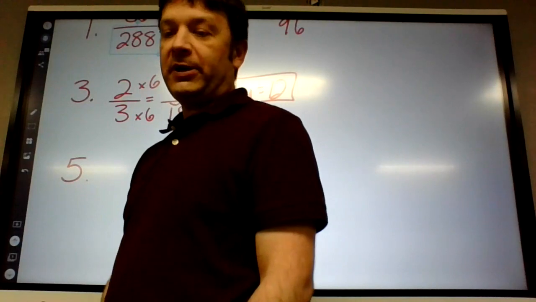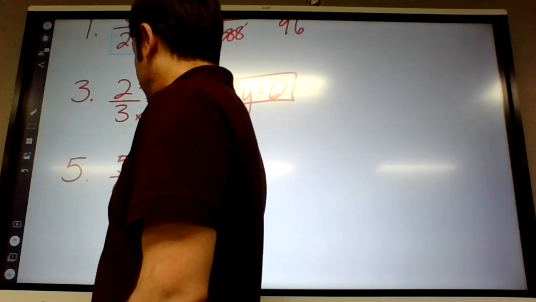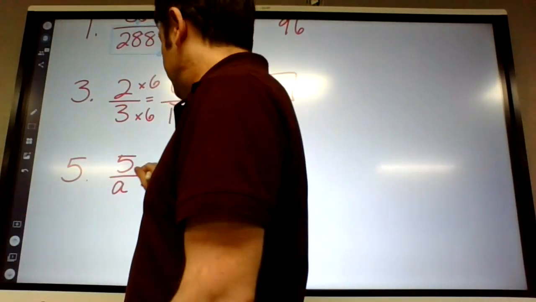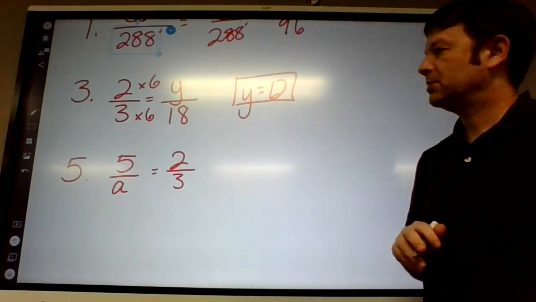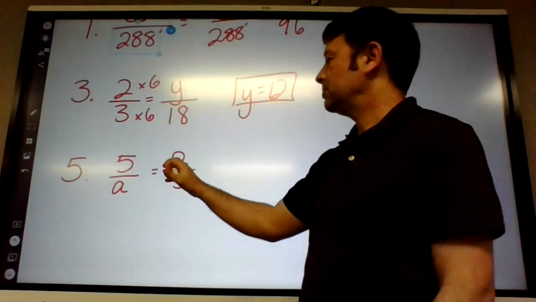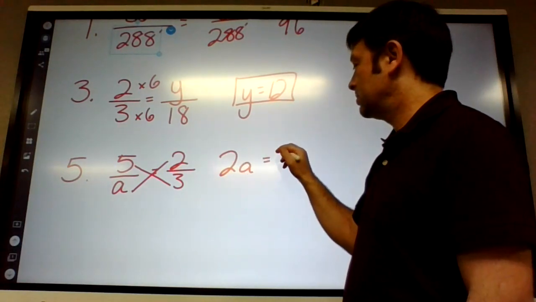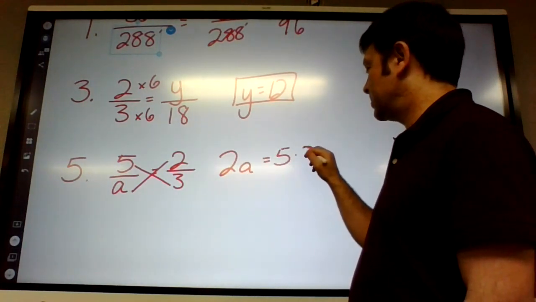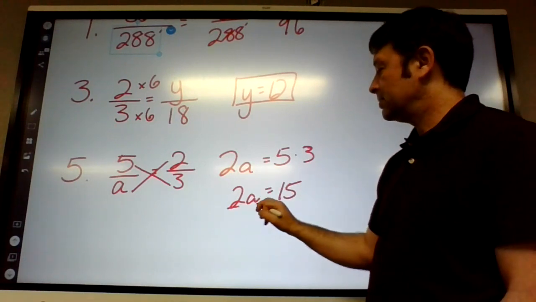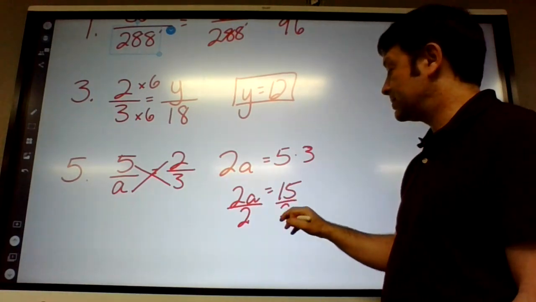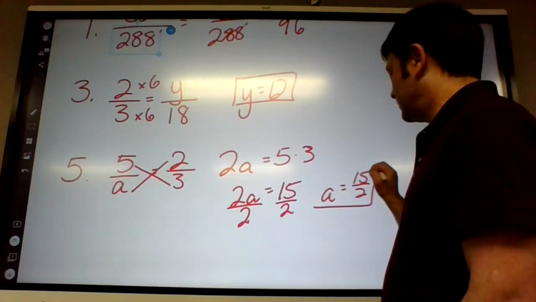Okay, number 5, that trick's not going to work too well because it's a mess. So it's 5 over a equals 2/3. Right. 2a equals 5 times 3, I'm sorry. So 2a equals 15. So a is 7.5 or 15 over 2.